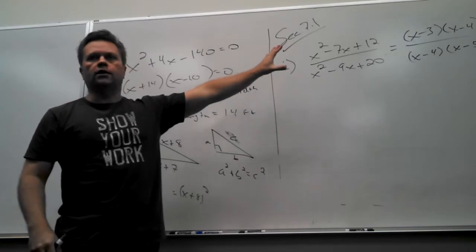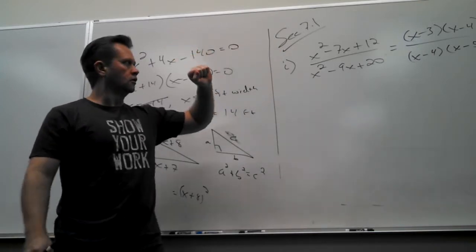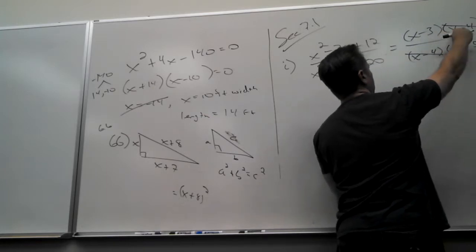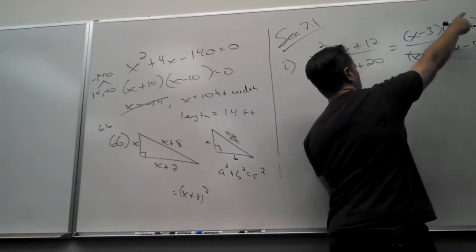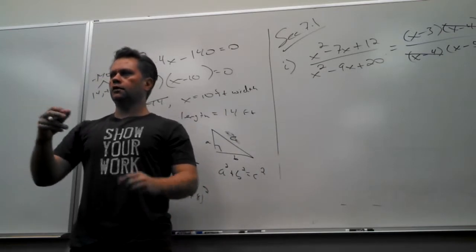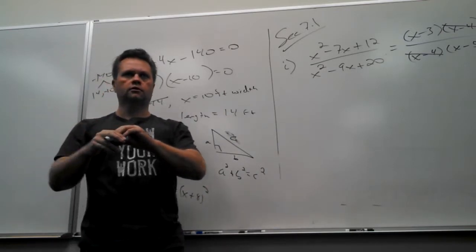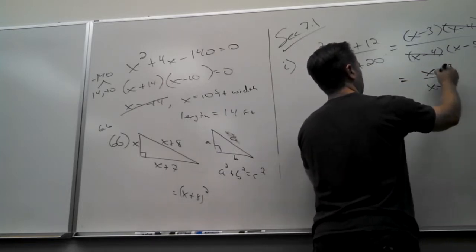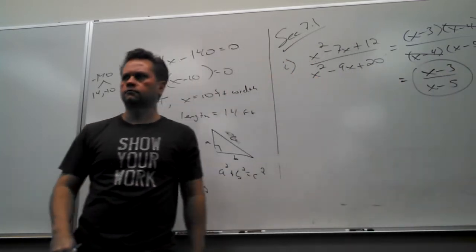So now what can I do? Yeah, these x minus 4's just die. Because they're the same. It's this times x minus 4 divided by this x minus 4. Because now I have multiplication and division, they cancel each other. So I end up with x minus 3 over x minus 5. Bam.